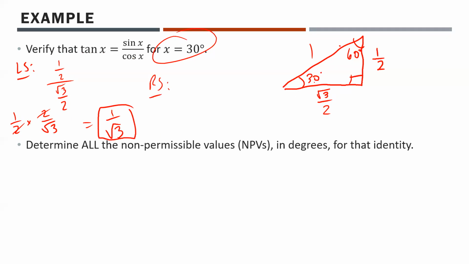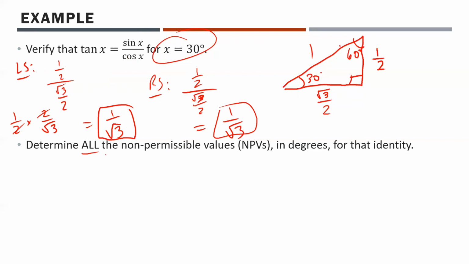Sine x, so sine of 30 is opposite over hypotenuse, which is going to be 1 over 2 over cosine x, which is adjacent over hypotenuse, which is √3 over 2. Oh, and what do you know? It's exactly the same thing. It's 1 over √3. See, this is kind of pointless, right? I don't like verifying, but again, it's part of the curriculum, so there you go, done.